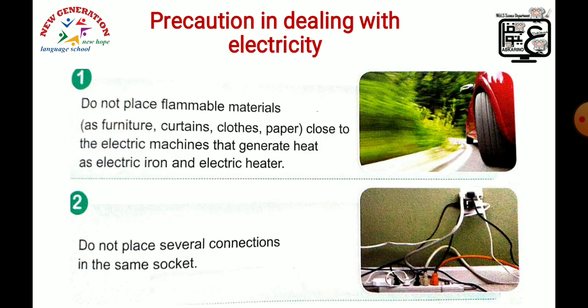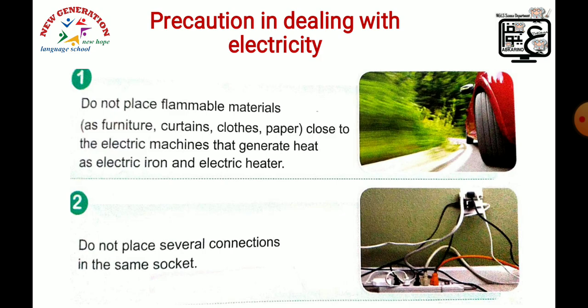And now we're going to talk about how can we deal with electricity. Number one, don't place flammable materials as furniture, clothes, and paper close to the electric machines that generate heat as electric iron and electric heater. Number two, do not place several connections in the same sockets as you see in this picture.